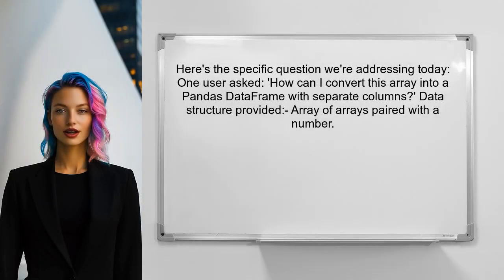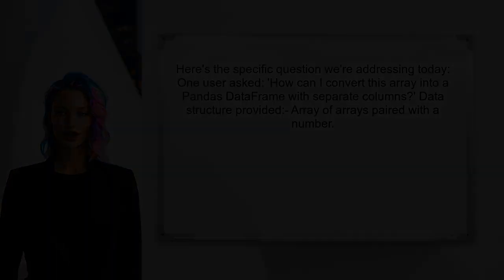Here's the specific question we're addressing today. One user asked, how can I convert this array into a Pandas data frame with separate columns? They provided a data structure that looks like this, an array of arrays paired with a number. Let's dive into this and find a solution together.